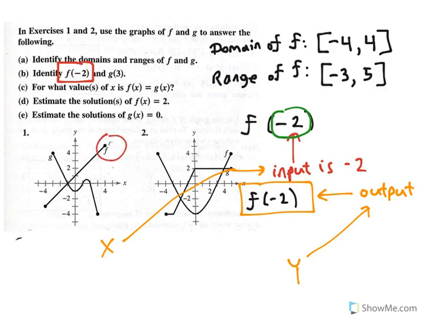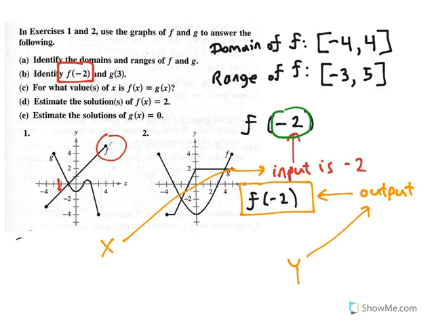So you look at the graph of f, here's -2, and you look at this point which is on the graph of f, and what you can see is that when x is -2, y is -1. So when the input is -2, the output is -1. So to answer the question, we're going to write f of -2, which is the output, is equal to -1.